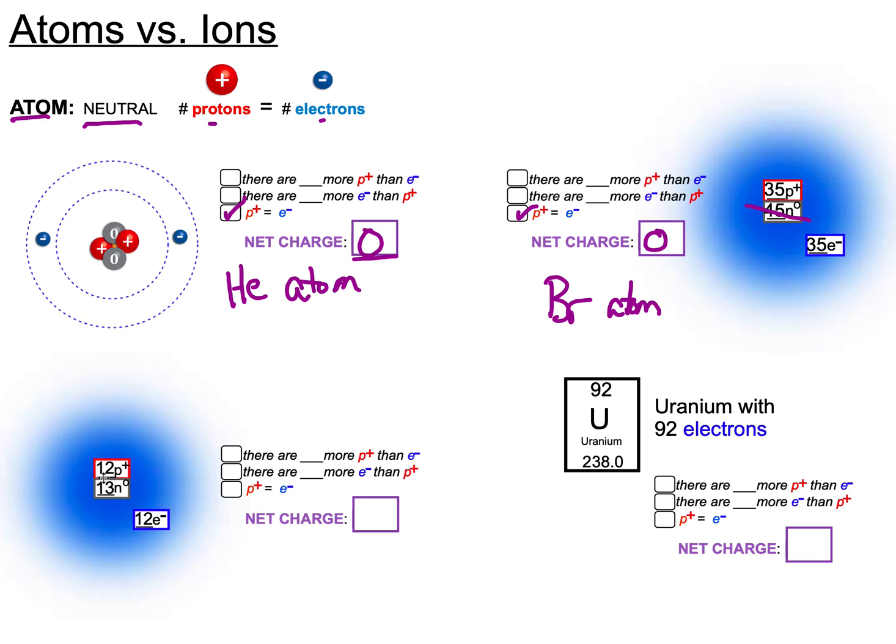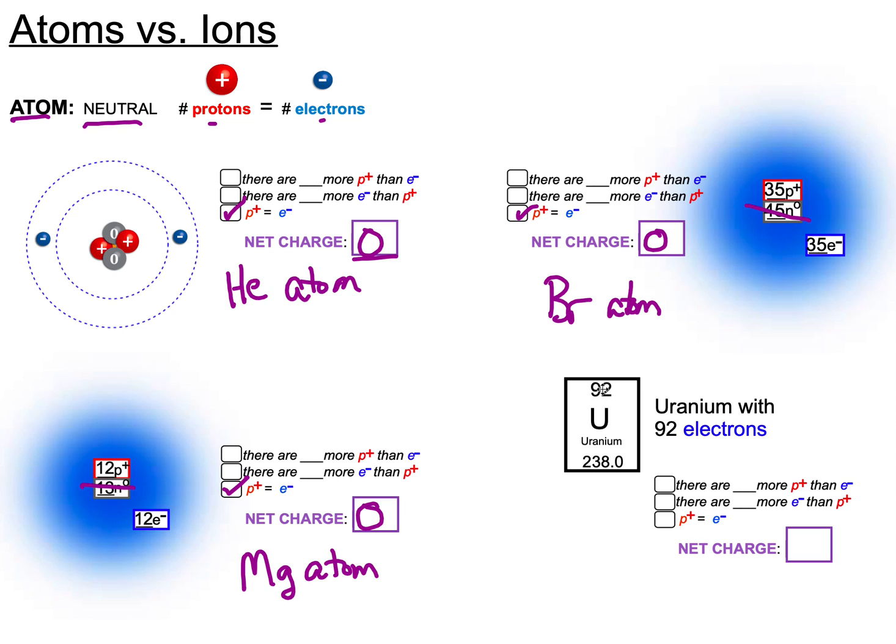The next one, I've got 12 and 12. I don't care about the neutrons. They're duds. They don't play in the charge game. They don't make purple. But the positives and the negatives cancel out, 12 of each. They're giving the whole thing a net charge of 0. This is magnesium. How do I know? I look on the periodic table for atomic number 12, and that's magnesium. And I can call this a magnesium atom.